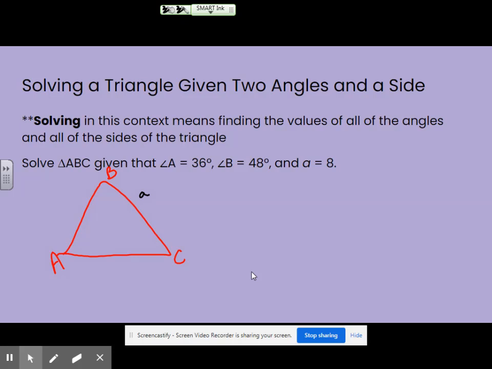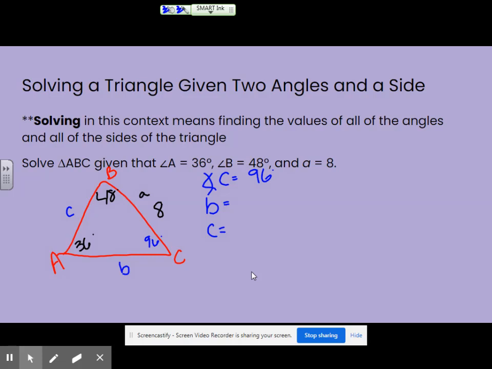All right, I'm given that angle A is 36 degrees, that angle B is 48 degrees, and that our little a is 8. I said that I'm solving, which means I'm going to be looking for angle C, our B value, the side, and our C value. Well, for angle C, that's pretty easy. I have 2 angles, and I know that for triangles, the sum of the angles always adds up to 180. So I can subtract 36 and 48 from 180 to get that. That's angle C is 96 degrees.